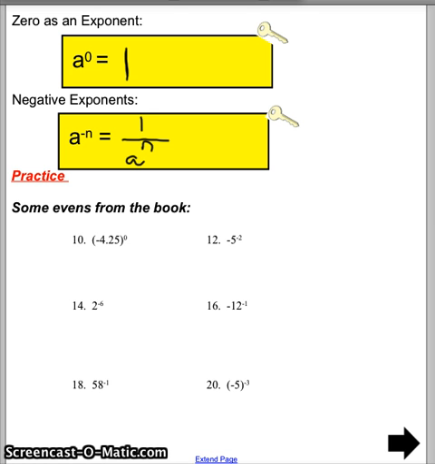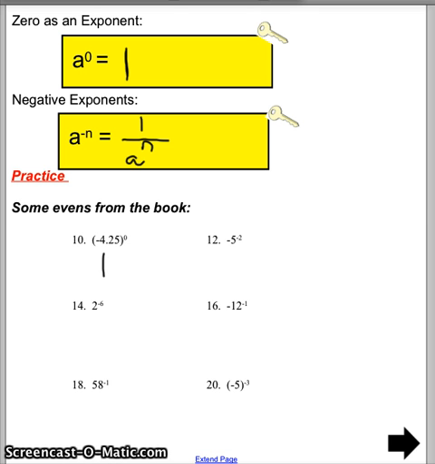So, number 10, negative 4.25 to the 0 power. Now for this, you could just type it into your calculator, but what I want you to do is actually think about it. Think about the rule we just discussed. Something to the 0 power, that should just give us 1.